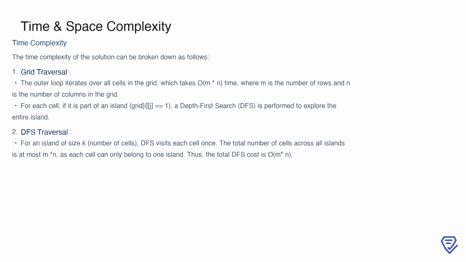First, we need to traverse the entire grid to locate all the islands. This requires iterating through every cell in the grid, which takes m*n time, where m is the number of rows and n is the number of columns. For each cell that is part of an island, we perform a depth-first search, or DFS, to explore the entire structure of that island. The DFS process ensures we visit every cell of the island exactly once. Since each cell in the grid can belong to at most one island, the total time spent in DFS across all islands is also m*n. These two steps together make up the base cost of traversing and exploring the grid.